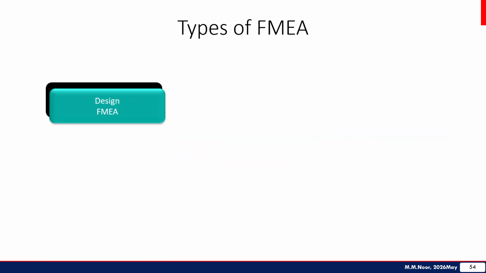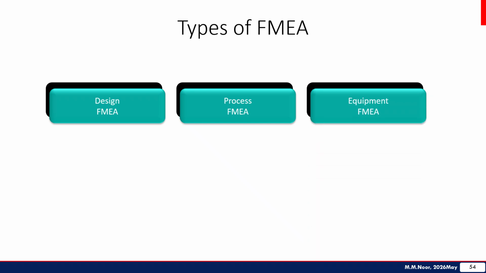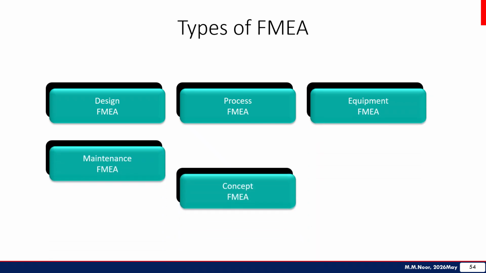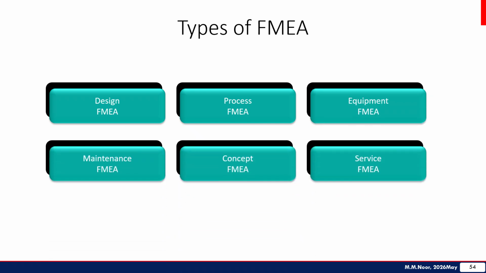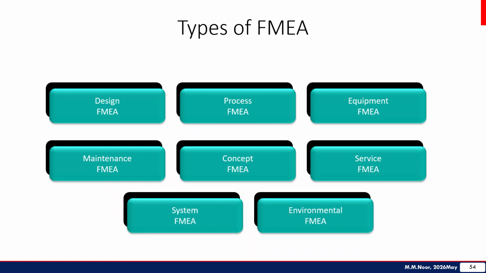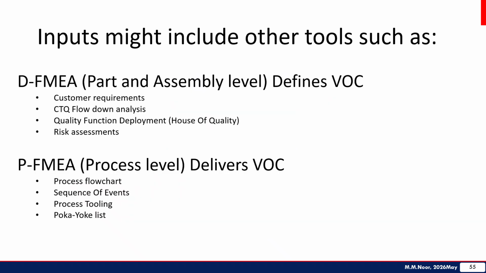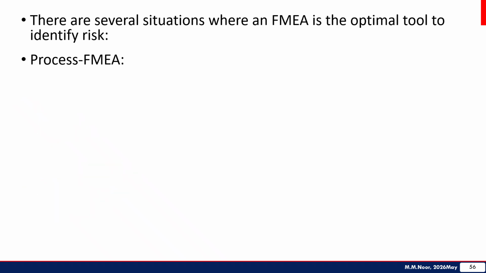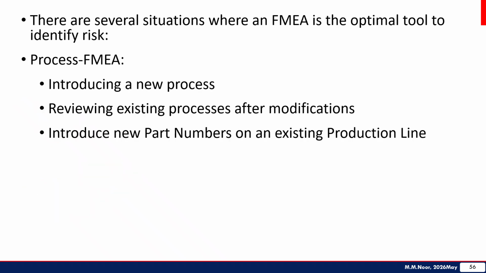Okay, we have design FMEA, process FMEA, equipment FMEA, maintenance FMEA, concept FMEA, and also service FMEA, and also system and environment. Of all these, the most popular is actually process FMEA. Design FMEA is also about customer requirements, and process FMEA is about process flow and so on. Okay, those are the tools.